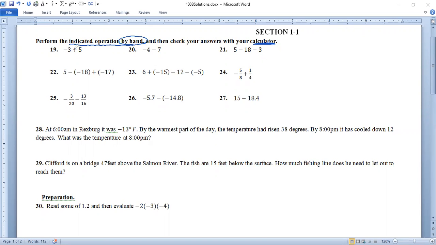These are opposite signs, so they are fighting against each other, and this is actually subtraction. So we're going to take 5 minus 3 is 2, and which one of these is stronger, larger? It is the number 5, so that is positive. So the answer is a positive 2. Number 20, this is negative 4 minus 7.